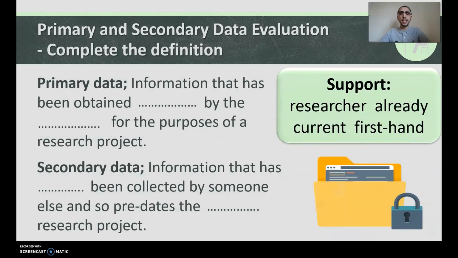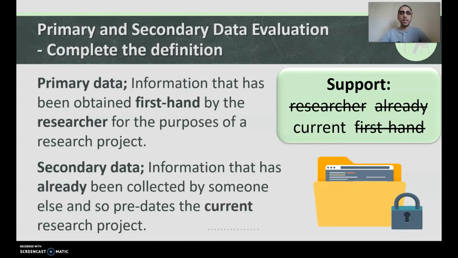Right, primary and secondary data. Get the definitions down. Primary data is information that has been obtained firsthand by the researcher for the purpose of a research project. Secondary data, you do it this time. Secondary data, information that has already been collected by someone else and so predates the current research project. There we go. And that's the definitions of primary and secondary data. Easy.